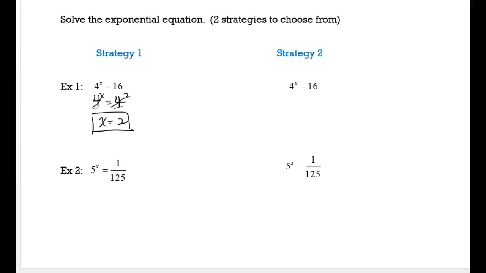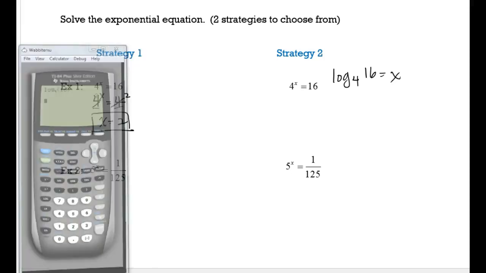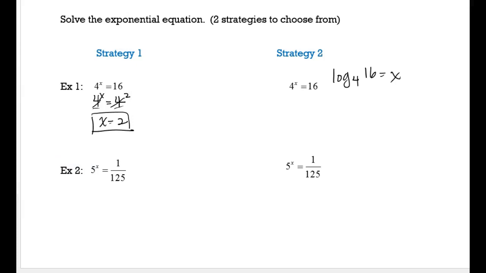Now the other strategy is to rewrite this as a logarithm. So as a logarithm, log base 4 of 16 is equal to x. Now you can put this in your calculator. Let me show you. In your calculator, you're going to go to Math, and if you scroll all the way down to A, it says logBASE. And you can type that in, log base 4 of 16, and you get 2. Either way you work it is fine. So I get x equals 2 both ways.